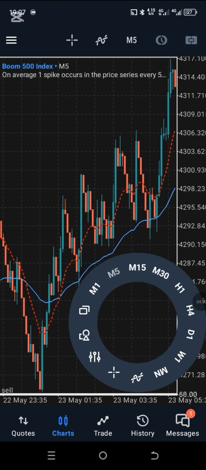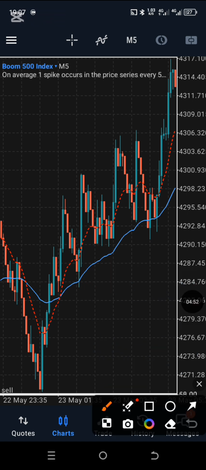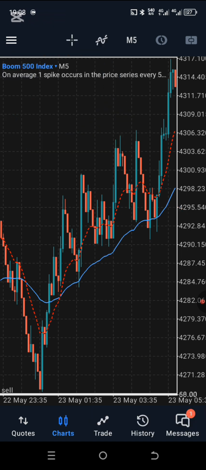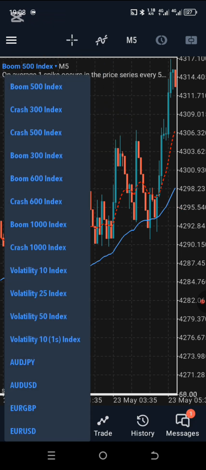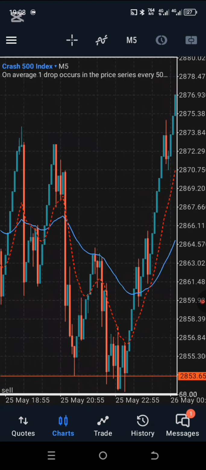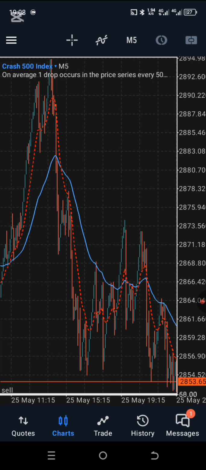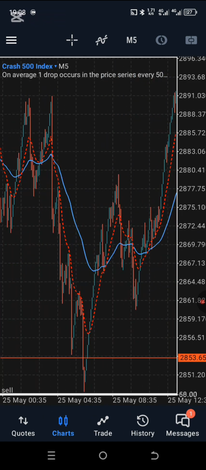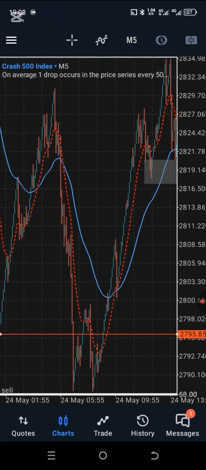So over here, let me show you an example on Crash 500. It's got a lot of examples. As you can see, we've got multiple examples. If you are scalping spikes, then this is just a simple way of doing it. And let's check Crash 500 over here. The conditions that we have to use are still the same.